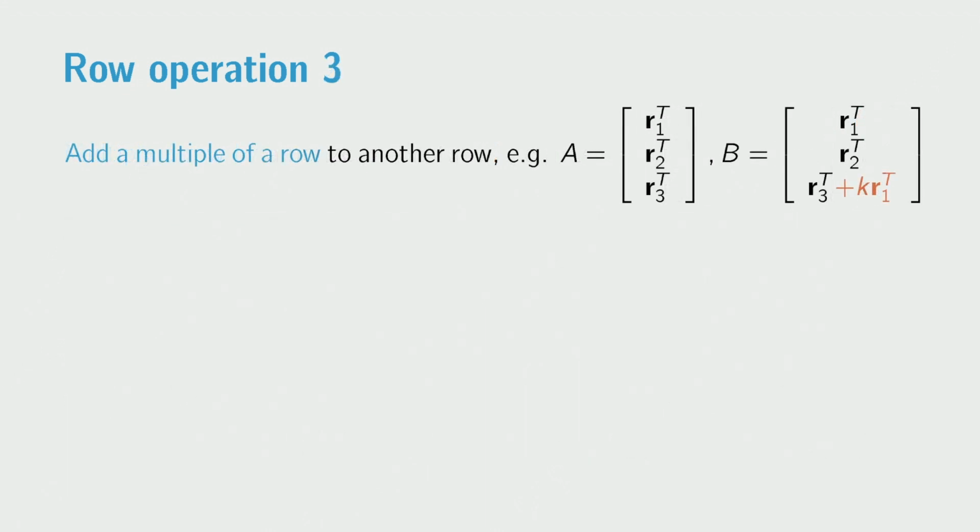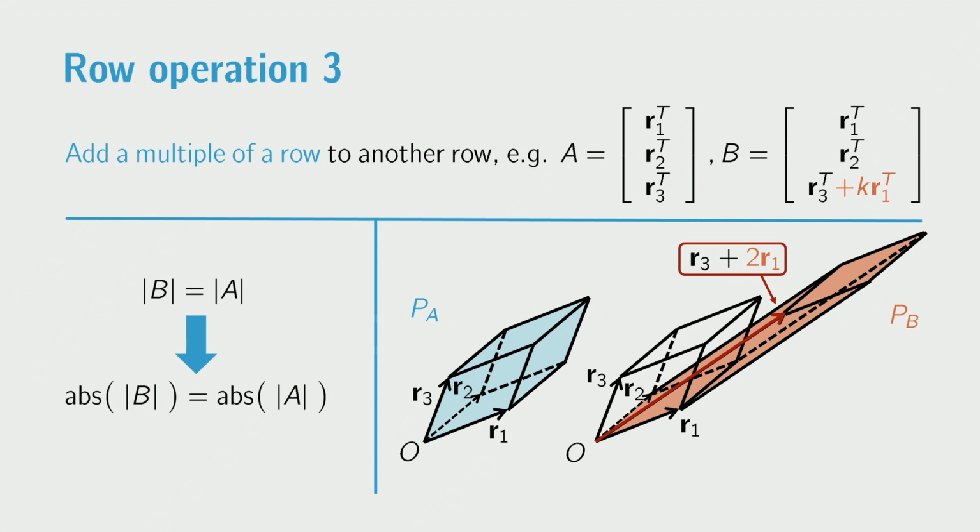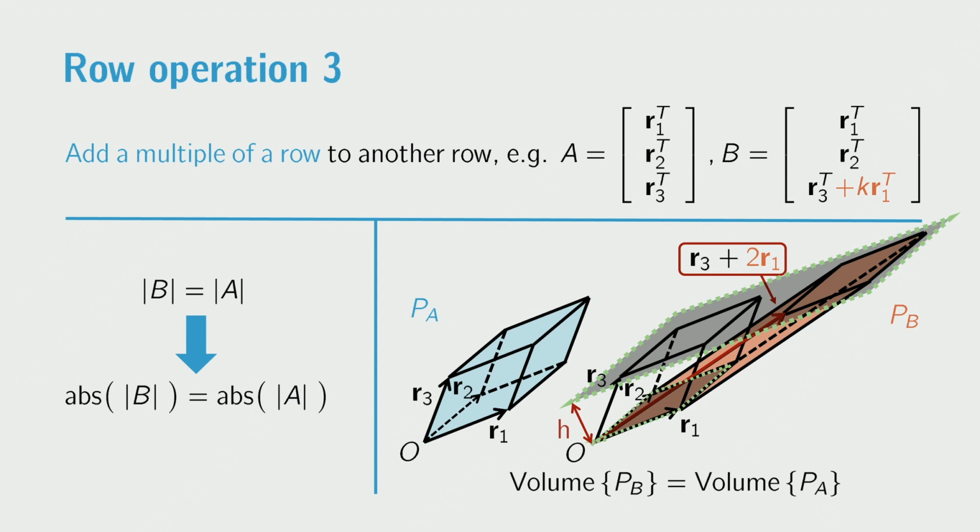The last row operation is to add a multiple of a row to another row. This does not change the determinant. It does change the parallelepiped though. Here, 2 times the first row is added to the third row. PB is even more sheared than PA. The volume of a parallelepiped is calculated as the area of the base times the height. PA and PB have the same parallelogram as their base, and the height is the same as well. So PA and PB have the same volume.